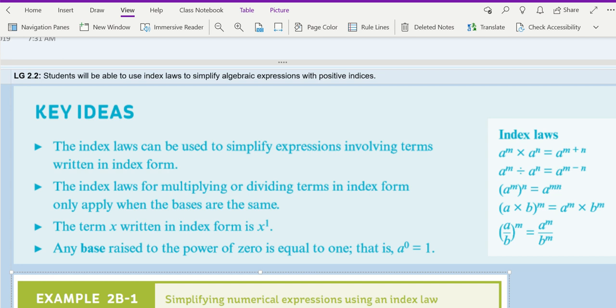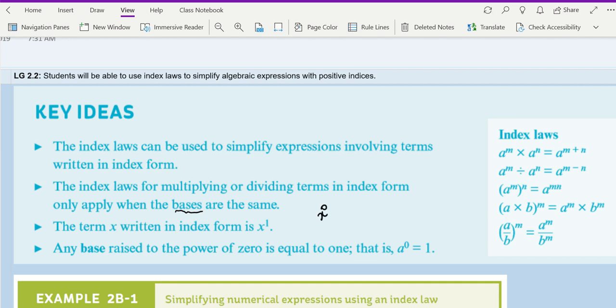Now, the index laws for multiplying or dividing terms in index form only apply when the bases are the same. Now, the term x in index form is x to the power of 1. Any base raised to the power of 0 is equal to 1. So, a to the power of 0 is 1. So, let's just remember this.